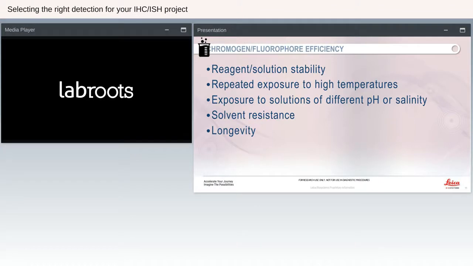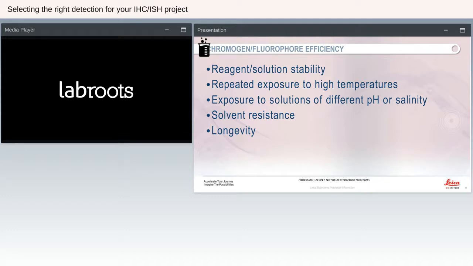Chromogen and fluorophore efficiency. Reagent solution stability is the first thing I think of when I talk about efficiency. It refers to the general performance qualities of the chromogenic substrates or the fluorescent dyes. Some color substrates or fluors may be much more robust than others. For chromogens, when we look at stability of the reagent itself, once solutions are mixed, we can see precipitates. It may be sensitive to temperature or light.